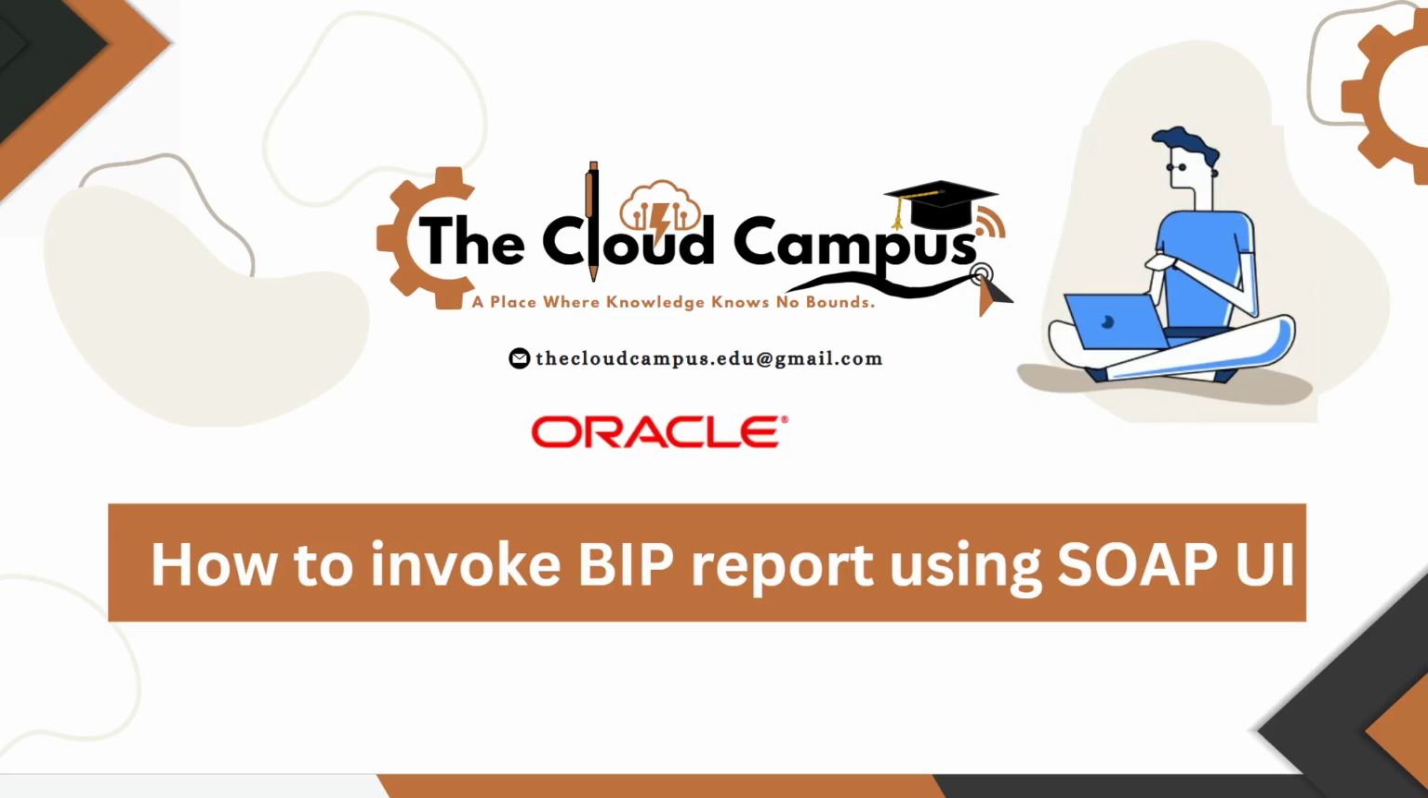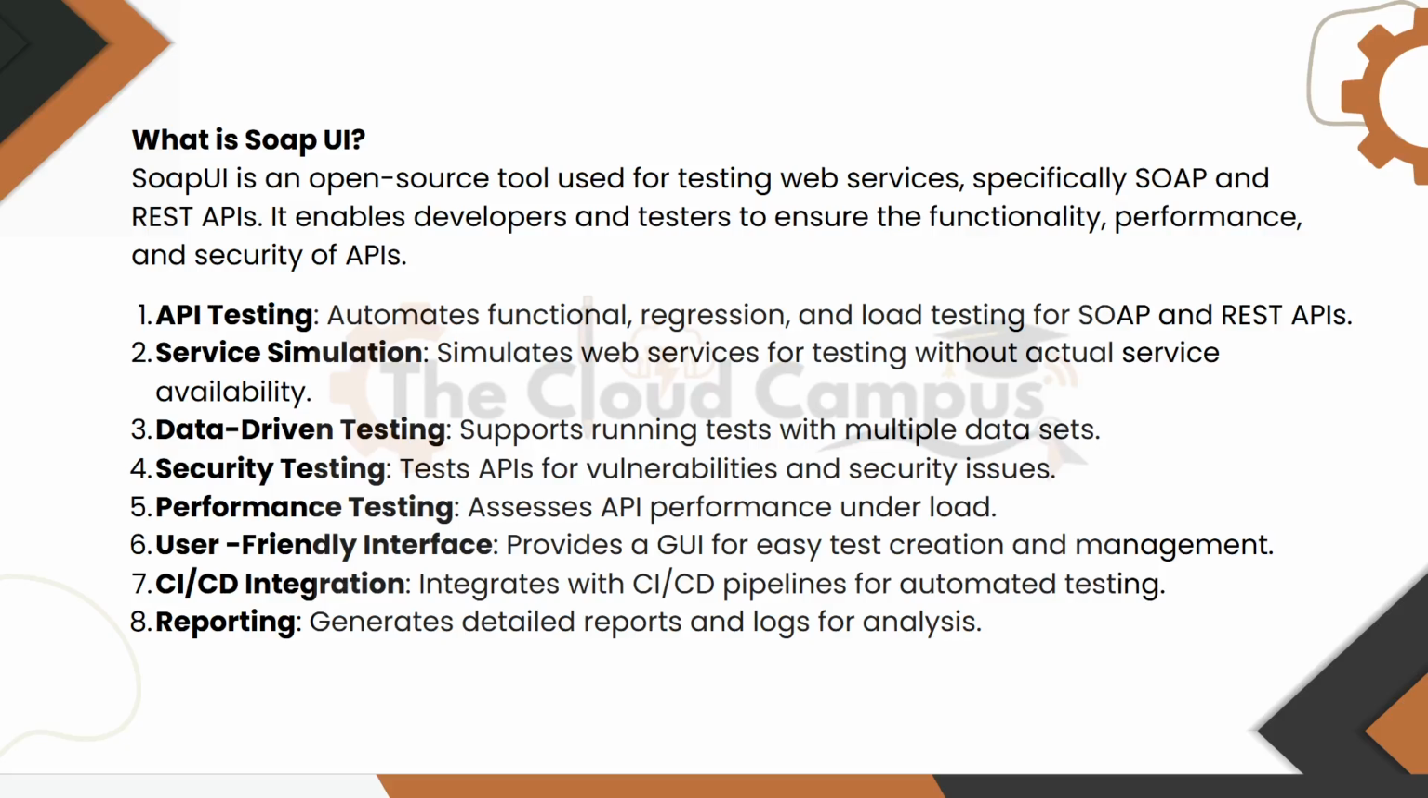So today we are going to learn how to invoke BIP reports using SOAP UI. So let's start. First of all, we will get to know what SOAP UI is. SOAP UI is an open source tool used for testing web services and APIs. It enables developers and testers to ensure the functionality, performance, and security of APIs.